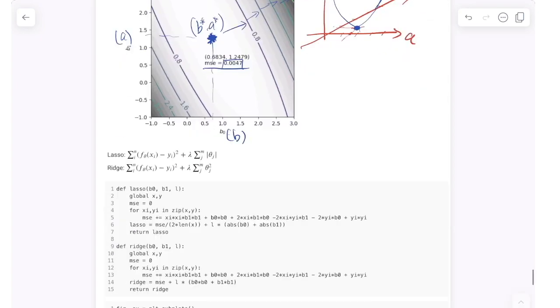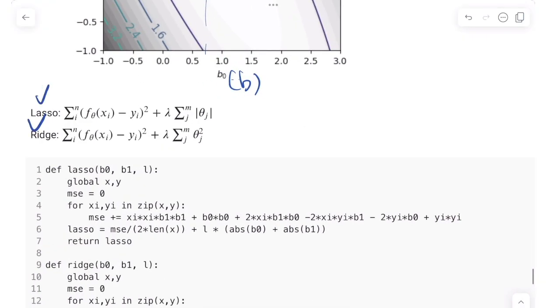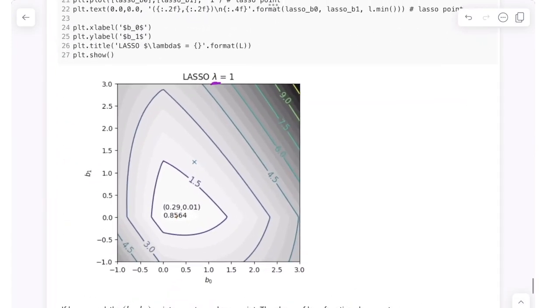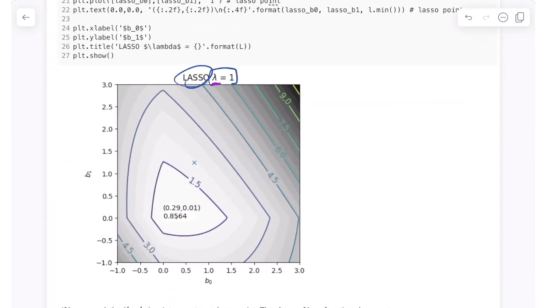It is a basin. So if we apply lasso and ridge regression on this data set, we can see that for lasso, with lambda equals 1, the lowest data point is right here. Lasso is MSE plus lambda times the sum of the absolute values of theta j, because it's a lasso, right?